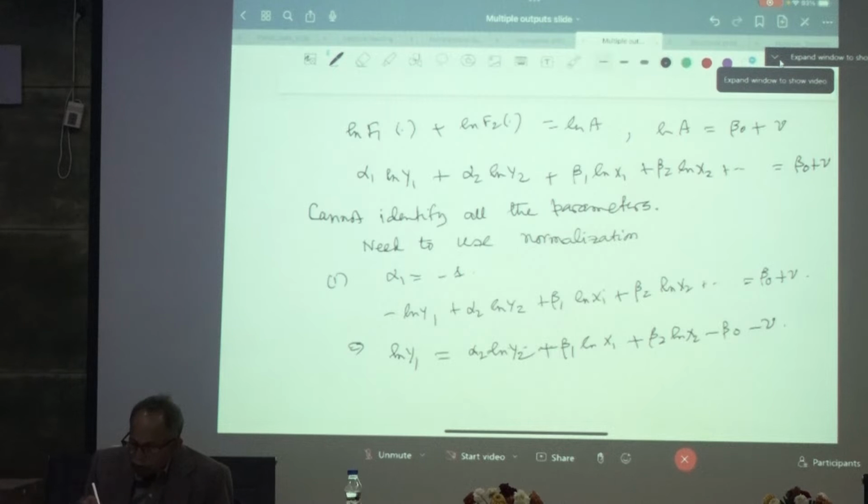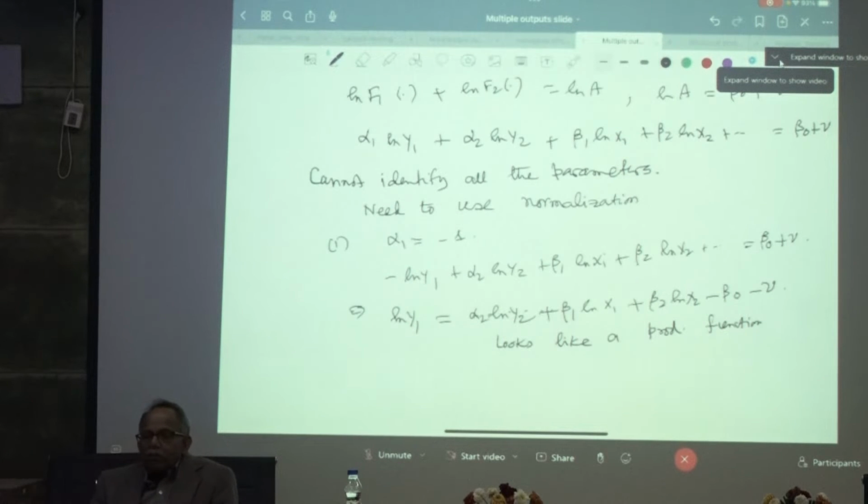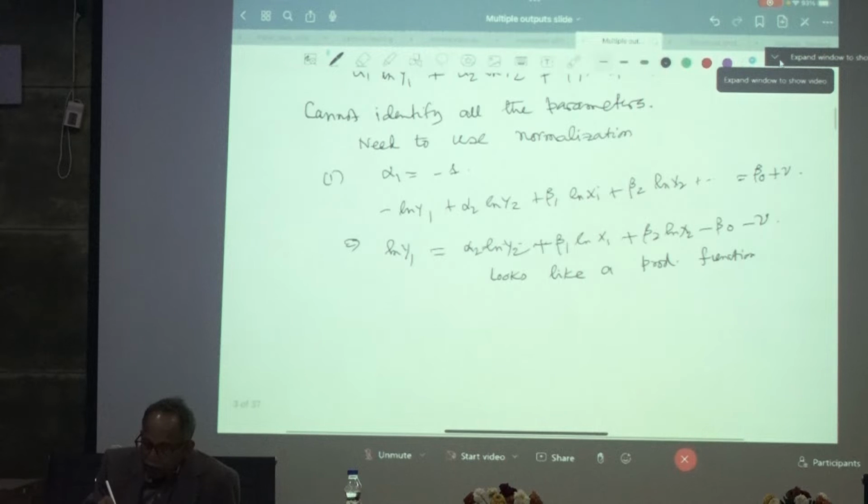Okay. So this looks like a production function. The reason I'm saying it looks like a production function is that you have one of the y's on the left hand side and you use the other y on the right hand side. Now the question is, there is a problem in here. Which y is to be used as the dependent variable?